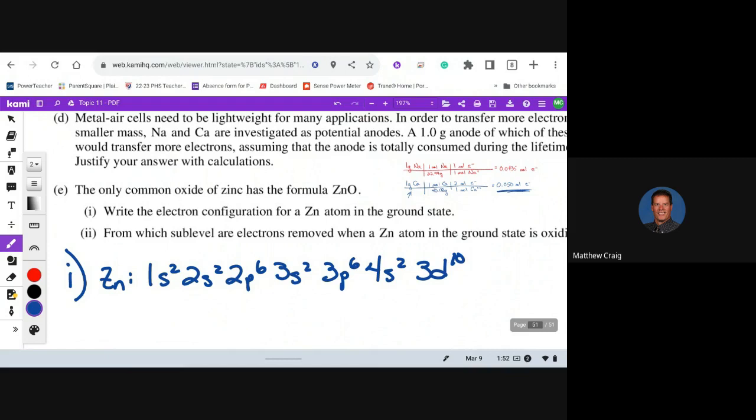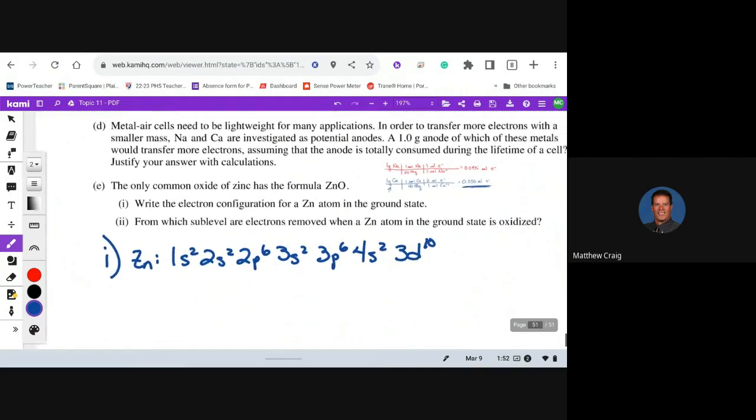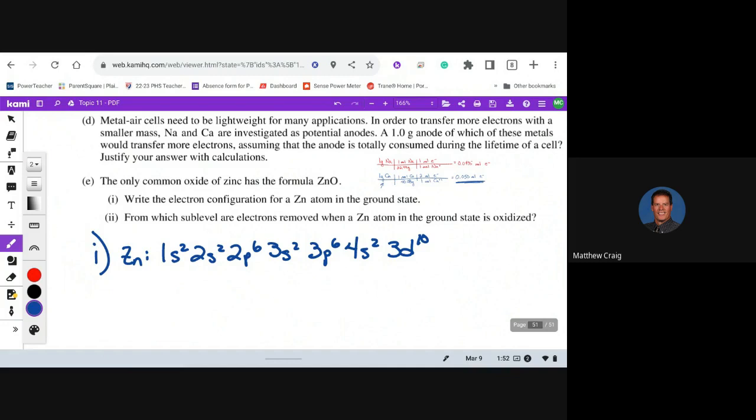And done. You're done too? What are you waiting on? Okay. So there is your electron configuration in its ground state. What does ground state mean again? Not neutral. It means all the electrons are as close to the nucleus as possible. Okay, so nobody's excited. Nobody's moved to a higher level.